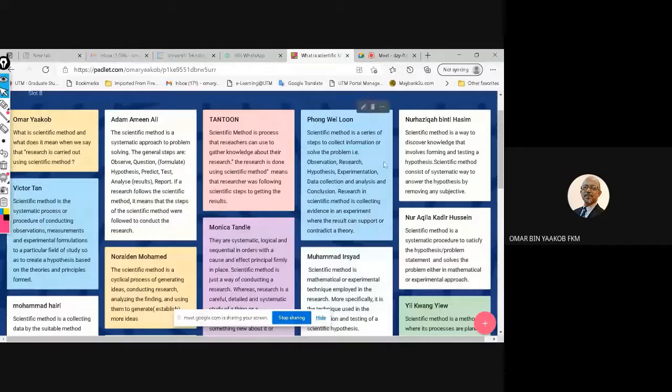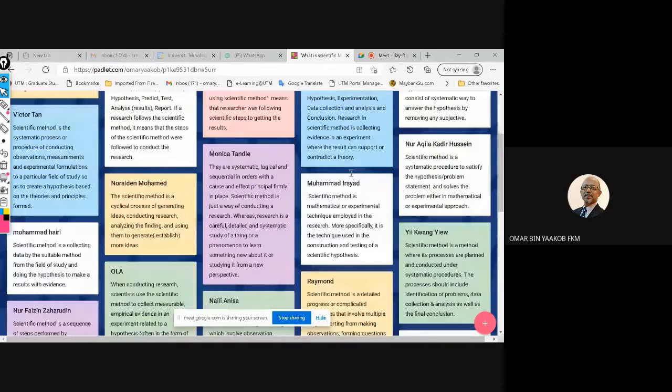Here is a definition: a series of steps to collect information and solve a problem. It's very similar to this. Research is scientific method, which is collecting evidence and explaining whether the result can support or contradict a theory. Scientific method is a way to discover knowledge that involves forming and testing a hypothesis. It consists of a systematic way to answer a hypothesis by removing any subjectivity. Scientific method is a systematic procedure to satisfy a hypothesis or problem statement. It uses mathematical and experimental techniques employed in research, most frequently in the construction and testing of scientific hypotheses.